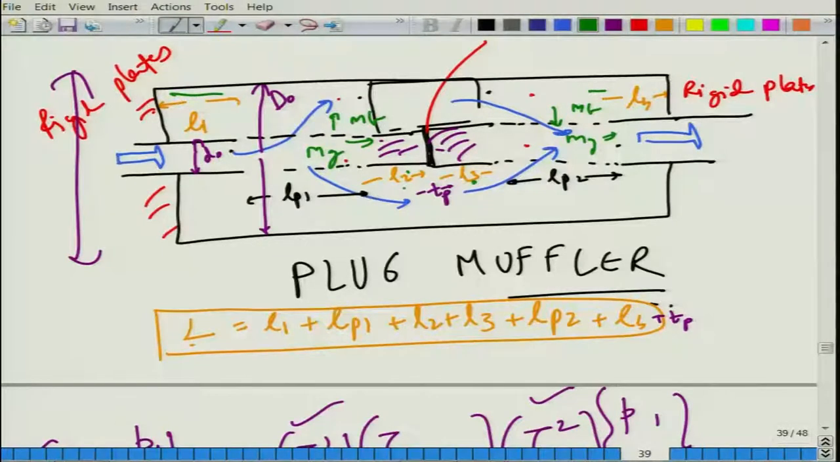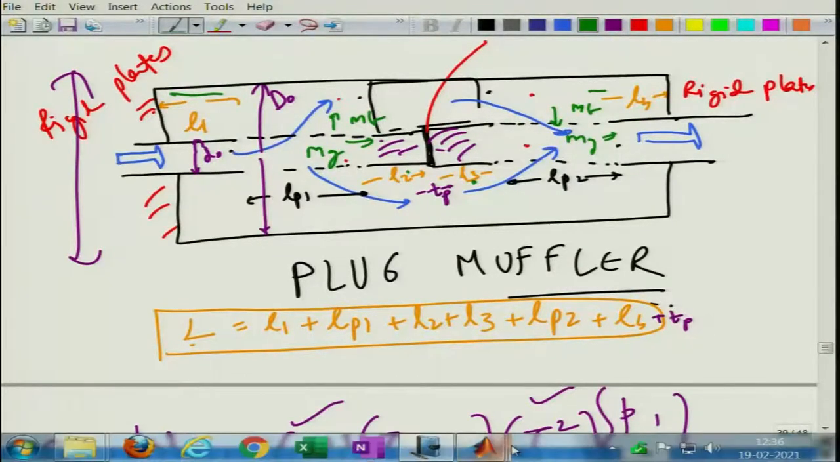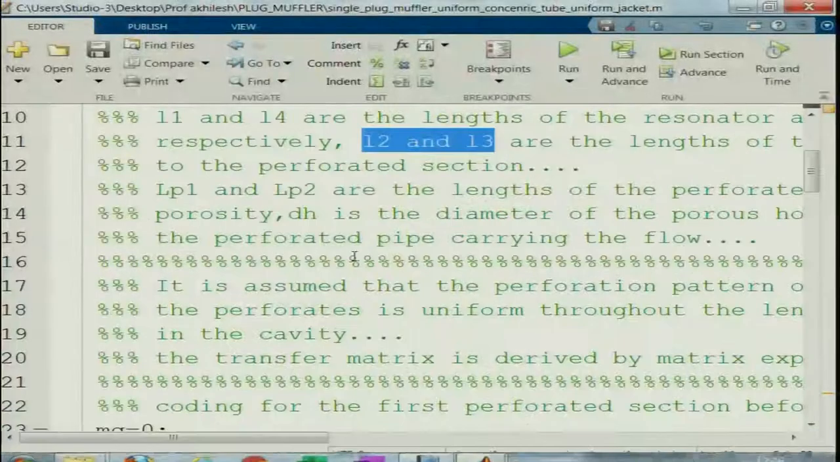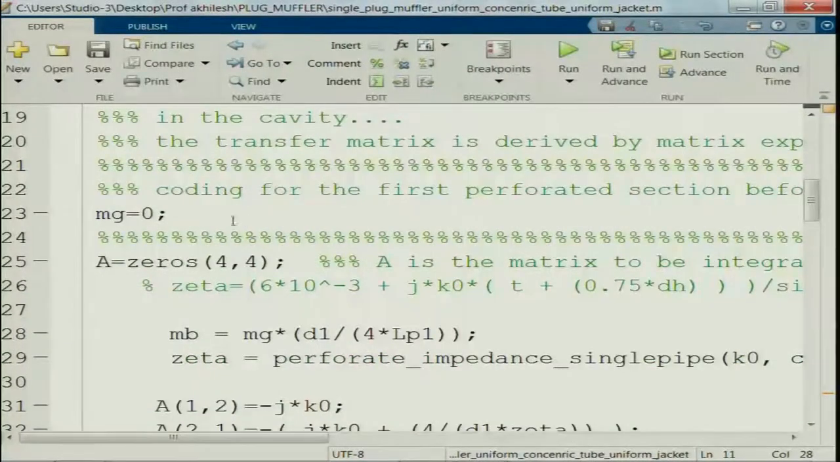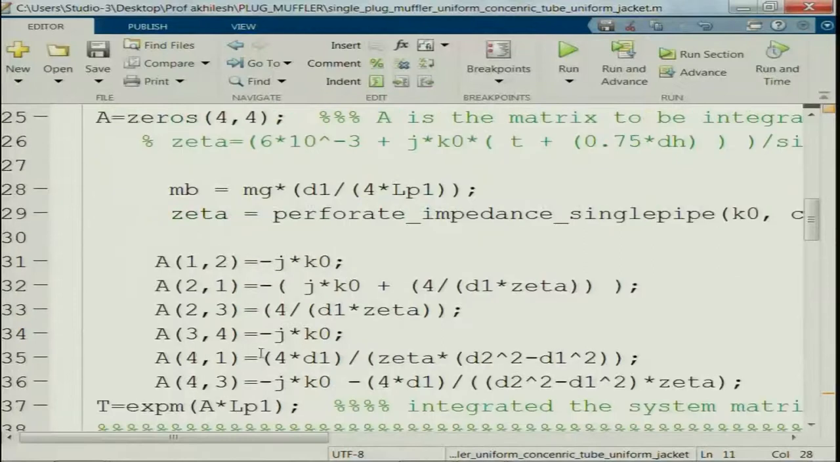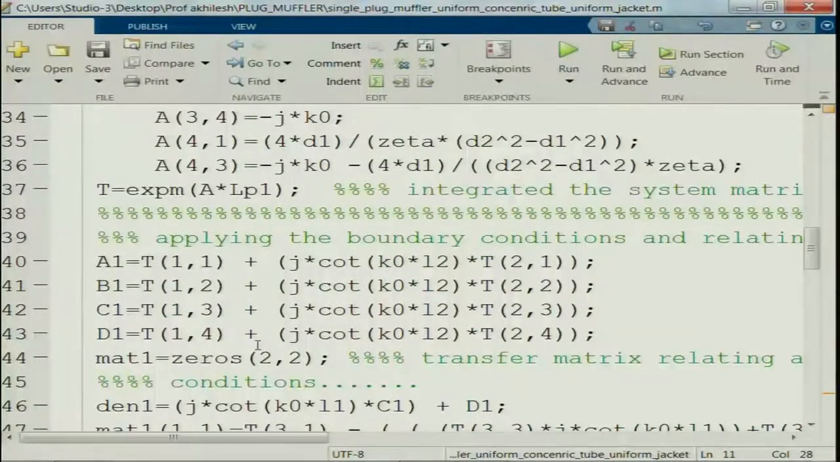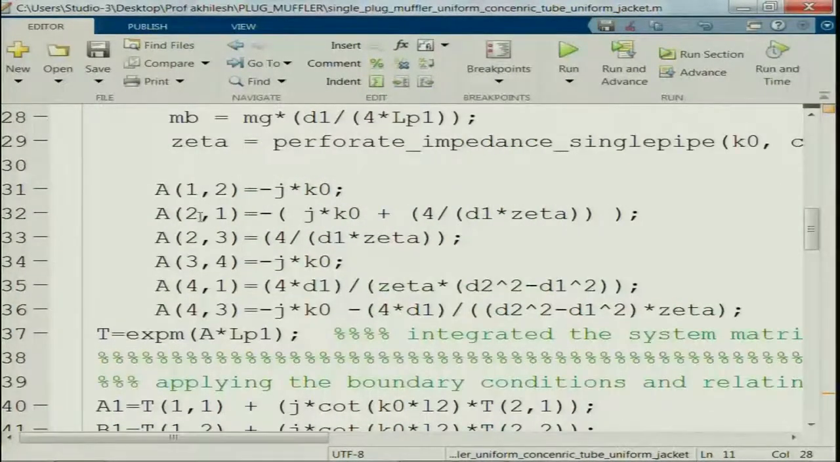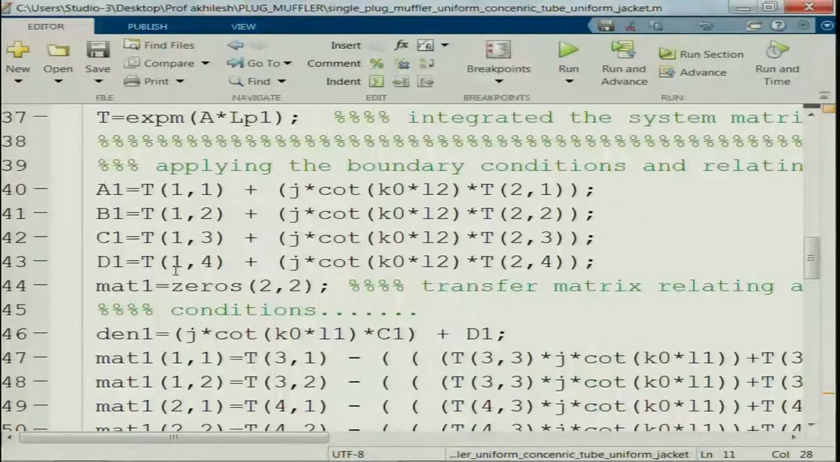So, that is the sort of thing that is there in the code, and I have assumed certain grazing flow. I have just set it to 0 here, and bias flow is of course 0, so stationary medium. I have used Elnaggar's expression, which I trust more, the modern day expression. So, the T matrix for the perforate section is found and boundary conditions are applied.